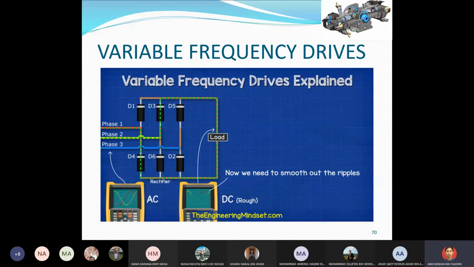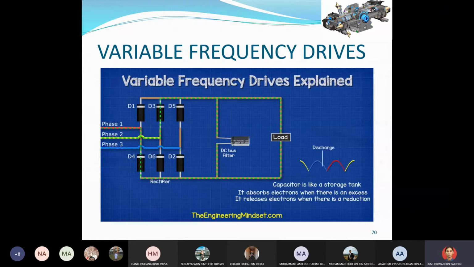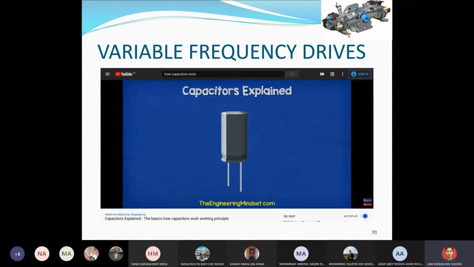Now we need to smooth out those ripples to clean up the DC electricity. For this, we connect a capacitor across the positive and the negative. This capacitor is like a storage tank and will absorb electrons when there is excess, and it will inject electrons when there is a reduction. This will therefore smooth out the ripples in the DC electricity to a nice smooth signal on the oscilloscope.